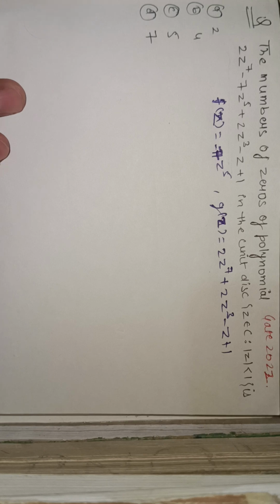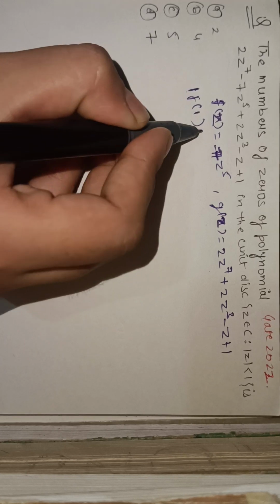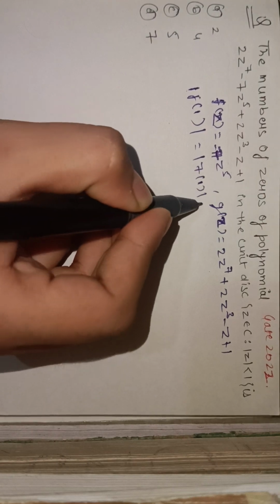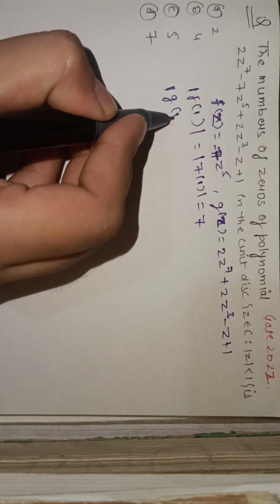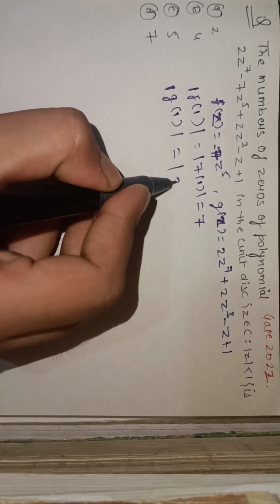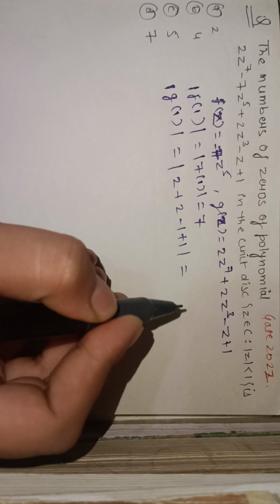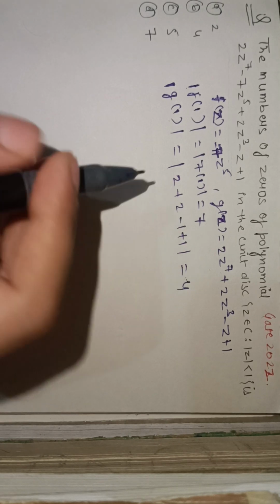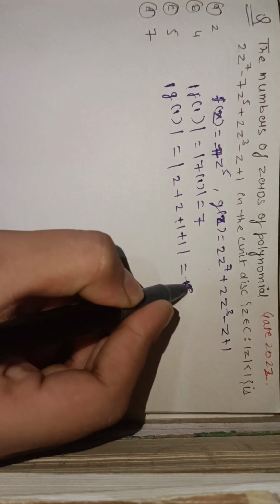Now we take the mod of f(1), which equals mod of 7, since in place of z we put 1, so it is 7. Now we will find mod g(1). This equals mod of 2 plus 2 minus 1 plus 1, and the mod makes it positive, so this becomes 6, not 4.